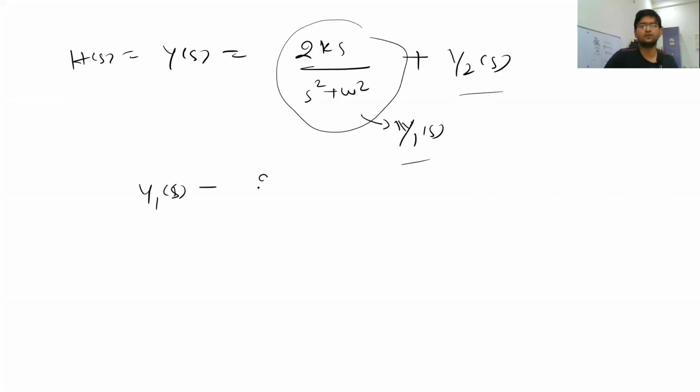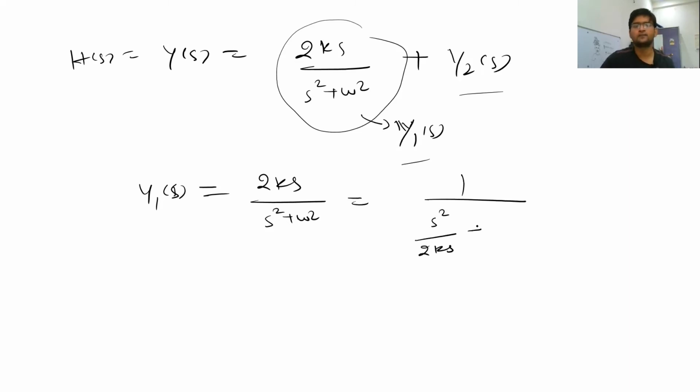Y1s is equal to 2ks upon s square plus omega square. So this I can write as 1 upon s square upon 2ks plus omega square upon 2ks. Rewriting it, we will get 1 upon s upon 2k plus omega square upon 2k into s. Clear?